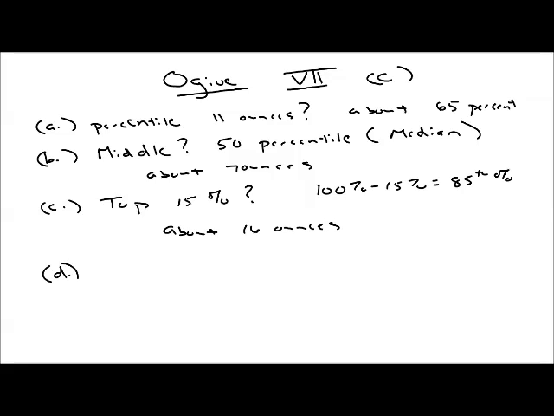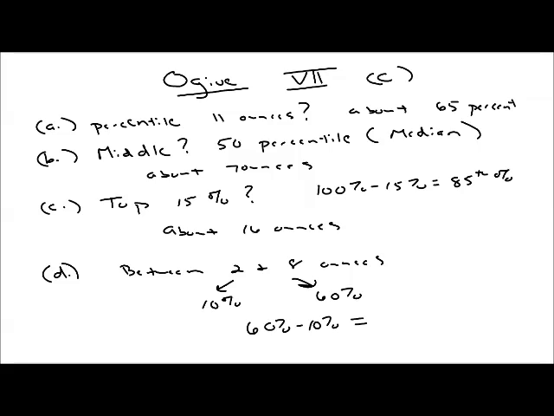And then part D, between 2 and 8 ounces. Between 2 and 8 ounces, well, you go on the x-axis at 2 ounces, go up, and you find out it's about 10%. Do the same thing with 8, you find out it's about 60%, and then you subtract them. And you get about 50%.